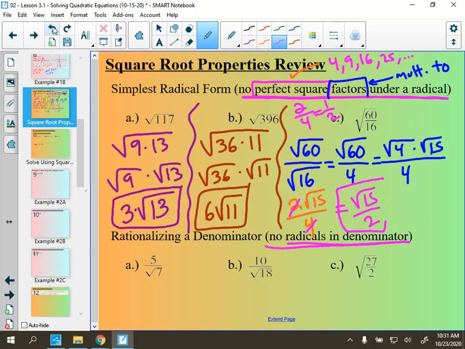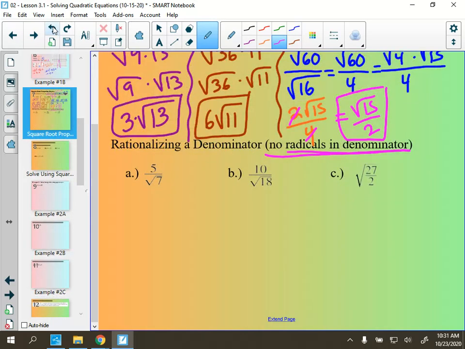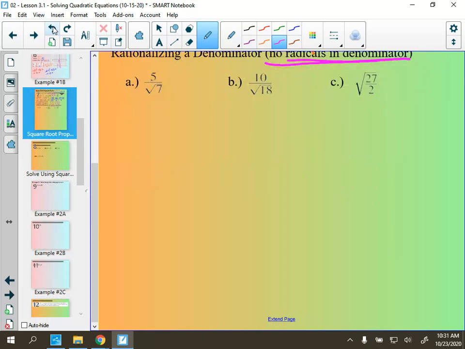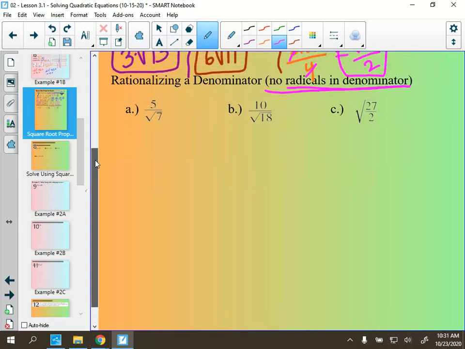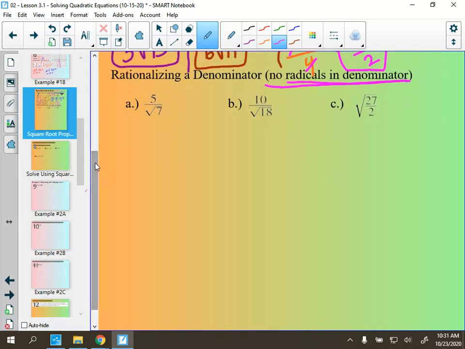That's the first part here of putting something in simplest radical form, getting those perfect square factors out from underneath the radical. The second part that we have to be aware of is how do we fix that? The only thing we really haven't talked about is how to fix that situation where we end up with a square root downstairs in the basement in the denominator. Our method for fixing that is called rationalizing a denominator.